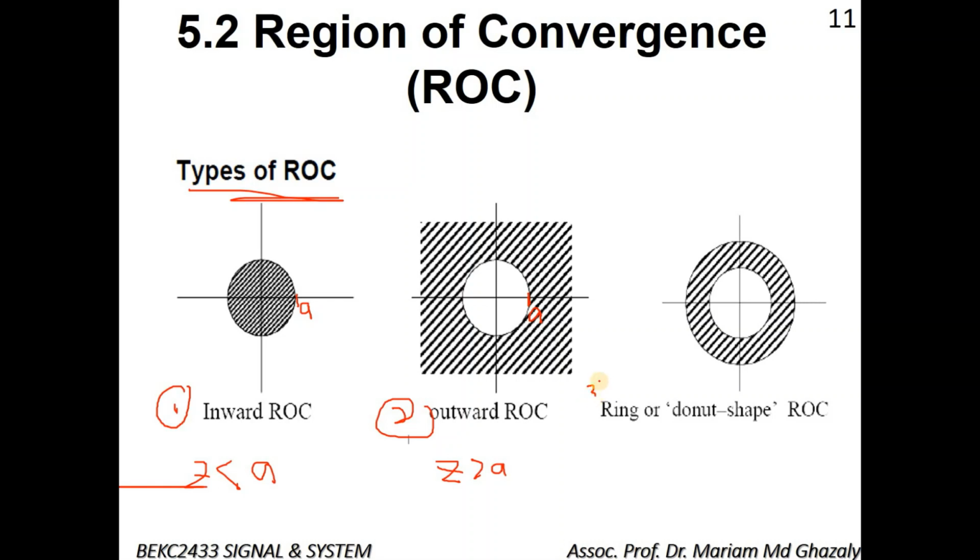And the third one is that if you have, for example, this one is A and this one is B. Okay, so this is what we call the ring or donut shape region of convergence. It means that you have Z over here, Z is less than B but more than A. Okay, so this is what we call the ring shape region of convergence.